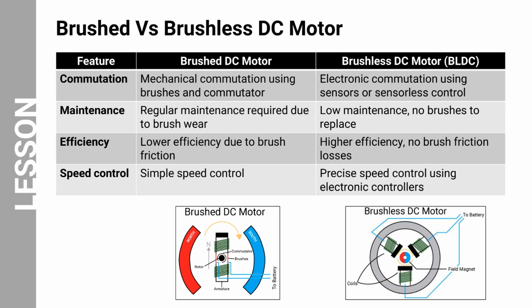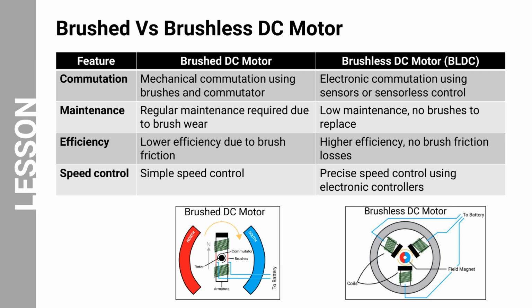Before we discuss the specifics of each type of motor, let us take a look at the main differences between different motor categories, beginning with the comparison of brushed and brushless DC motors. Brushed and brushless DC motors differ in their commutation methods, maintenance requirements, efficiency, and speed control. Brushed DC motors use mechanical commutation with brushes and a commutator, requiring regular maintenance due to brush wear and resulting in lower efficiency due to brush friction. They offer simple speed control.